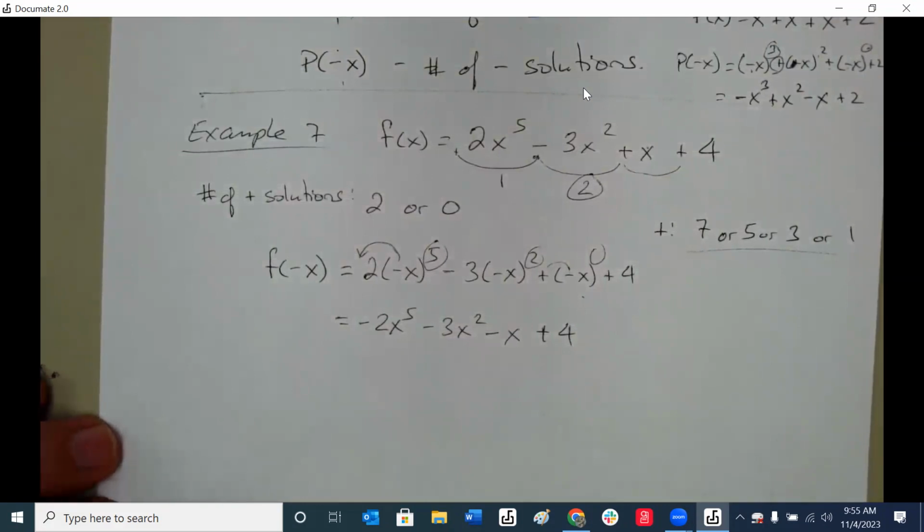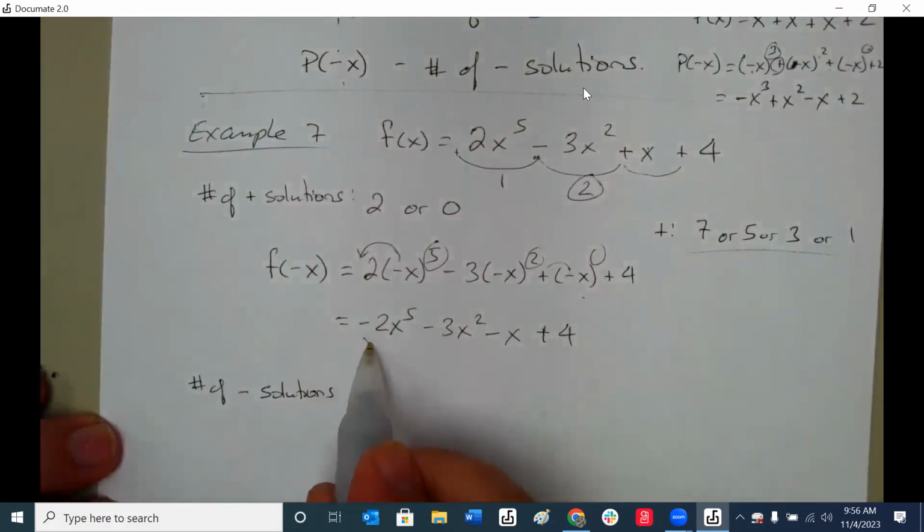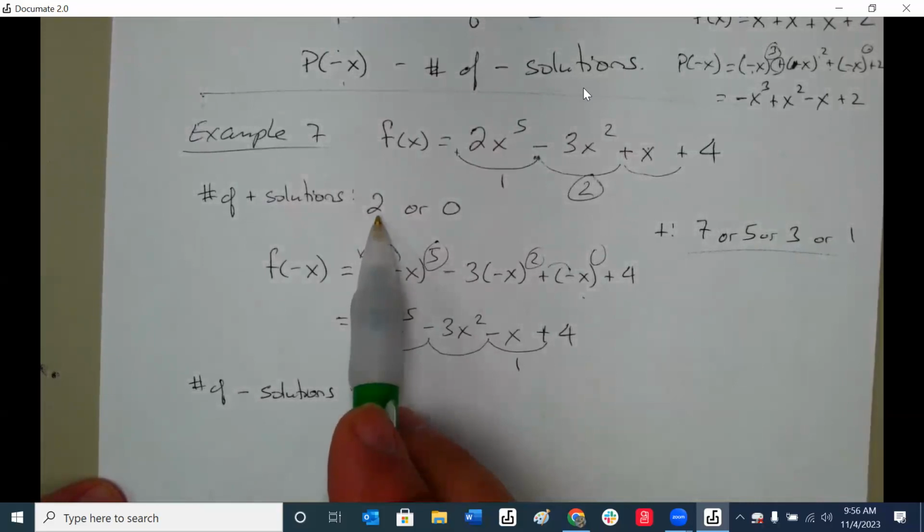So let's count the sign changes. Let's look at the number of negative solutions. Negative to negative, that's nothing. Negative to negative, that's nothing. Negative to positive, we'll have 1 negative one for sure. So we're going to have 1 negative, at most 2 positive.